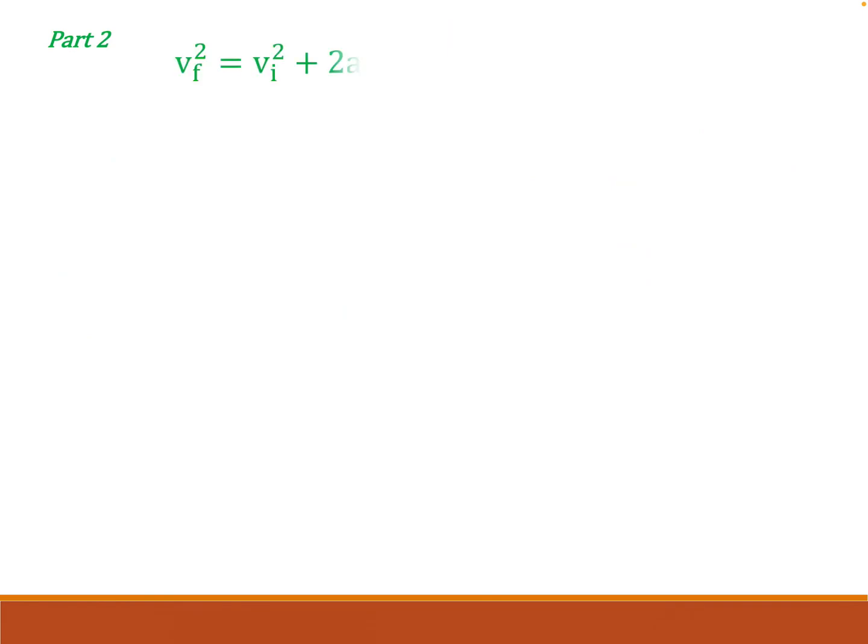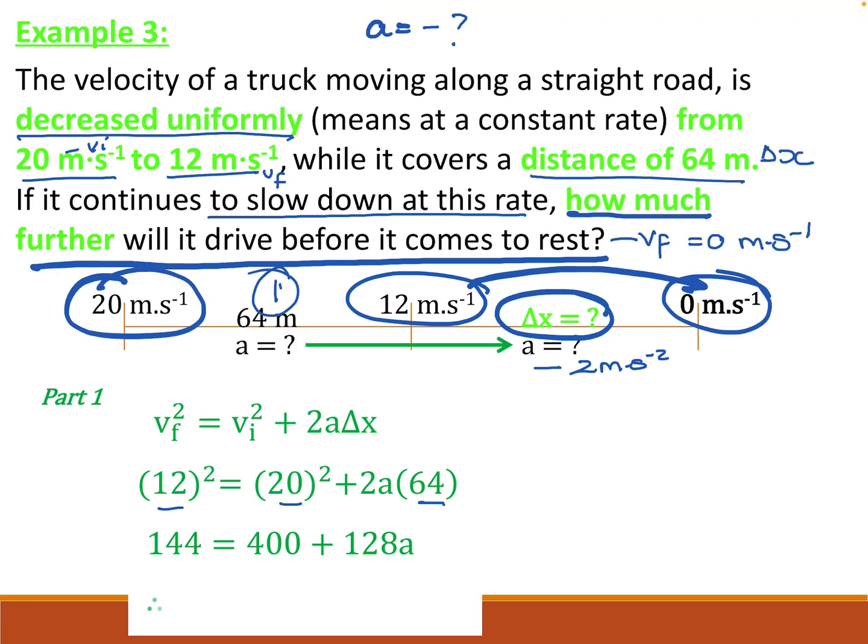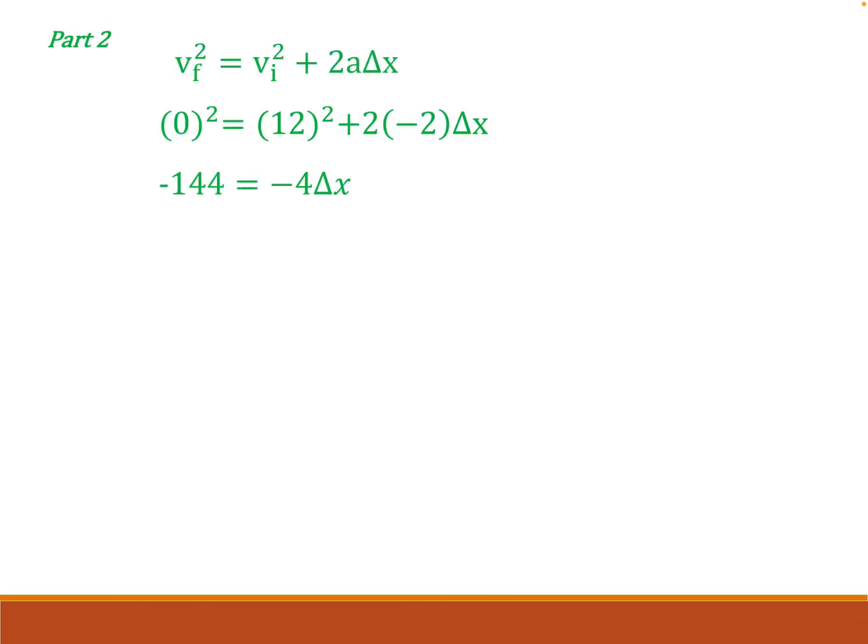Now, we can go for the second part. My final velocity is now 0. My initial velocity is 12. Remember, I'm looking at this second part. I don't need to consider this 20 anymore. I just want delta x for the last part. So now I get 36.